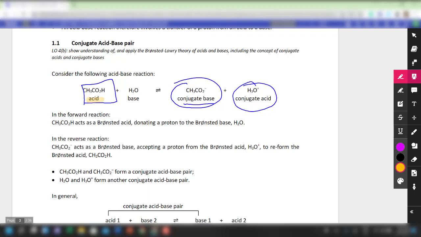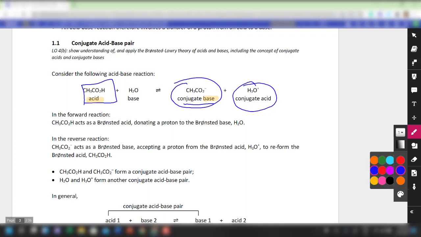But after ethanoic acid gives an H+ to water, it actually becomes a base, because the negatively charged center is located largely at the oxygen. If you remember the structure for ethanoate, it will look something like this. Of course there's a lone pair here. The lone pair can actually accept H+ from H3O+ to give you back ethanoic acid. And that is why this particular system is in equilibrium.